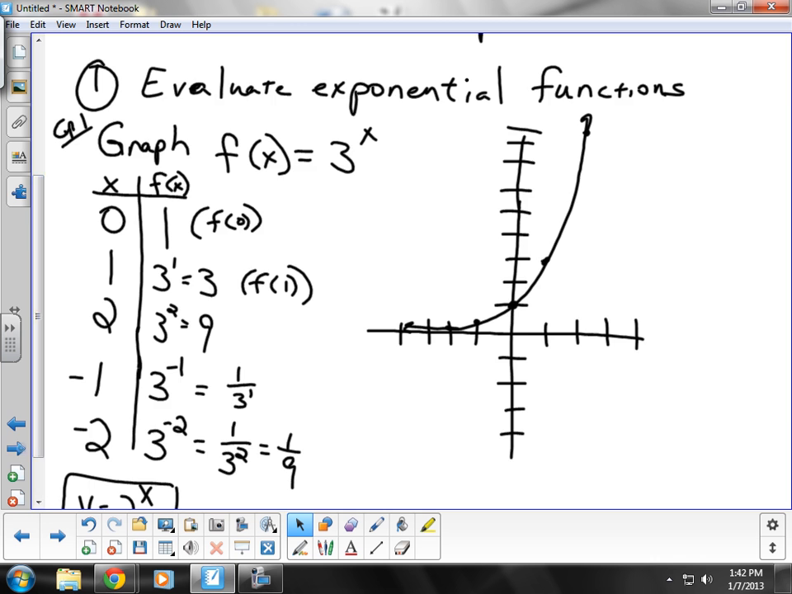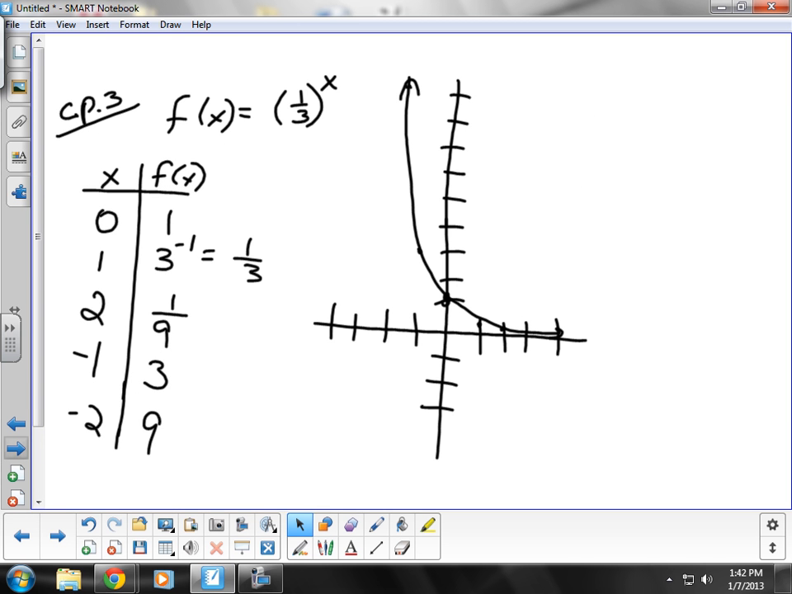The next one says that if b is between 0 and 1, that's a fraction like 1/3. Okay? For it to say b is between 0 and 1 means it's a fraction or a decimal somewhere between 0 and 1. Top number smaller than the bottom number. Right? That's always going to be a decreasing function. It's always going to go this direction. It's always going to reflect it across that line, the y-axis. Okay? Which is x equals 0.